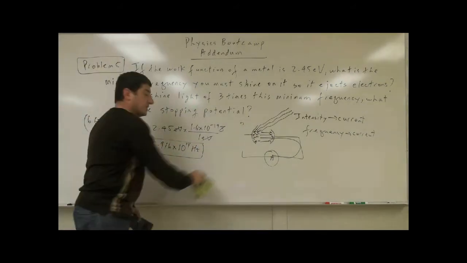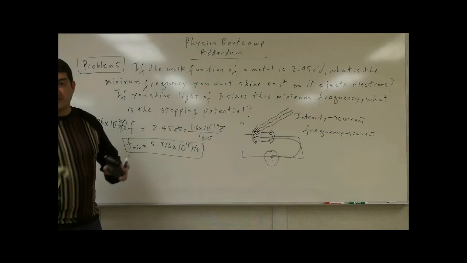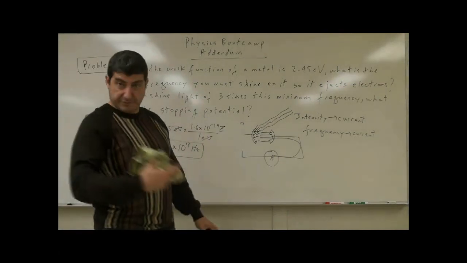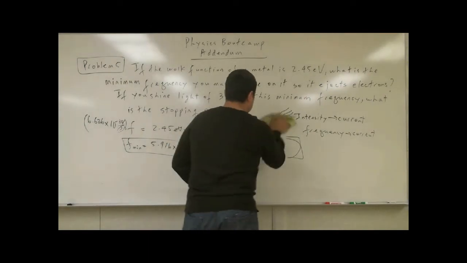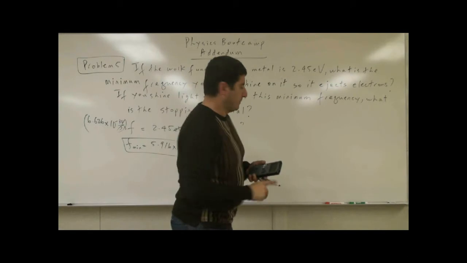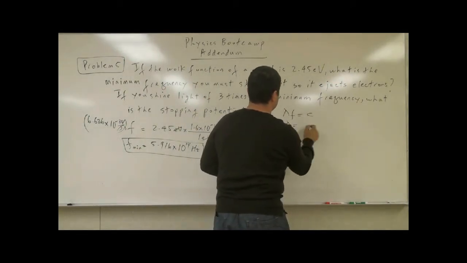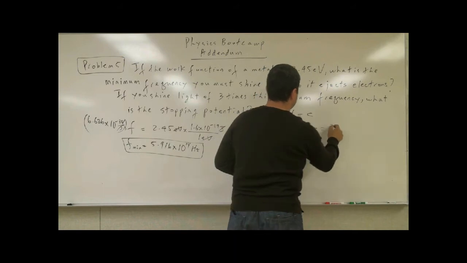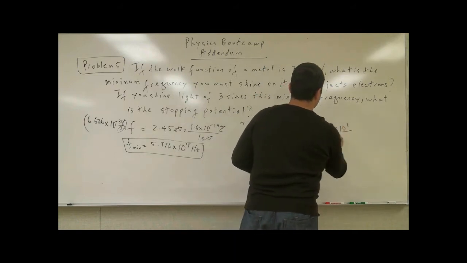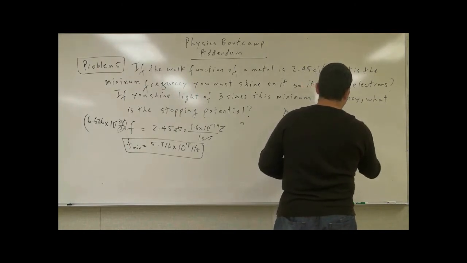Right? Now if we want to know what wavelength of light that corresponds to, because a lot of times we know more about wavelength than frequency, right? So we can go and say, okay, wavelength times frequency is the speed of light. So wavelength is equal to speed of light over frequency, 3 times 10 to the 8 over 5.916 times 10 to the 14.